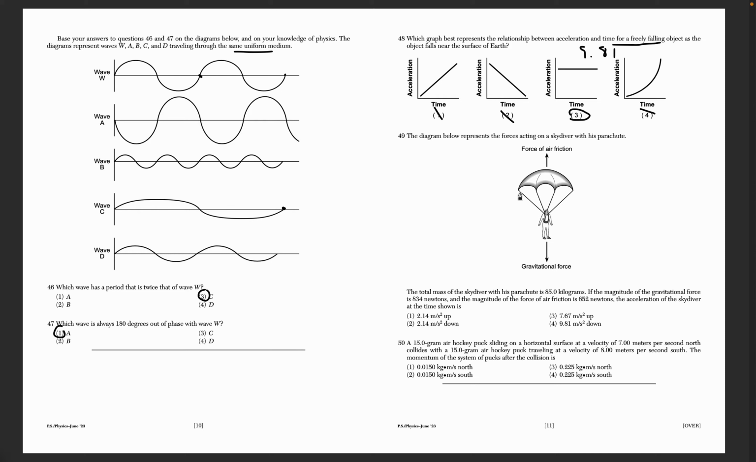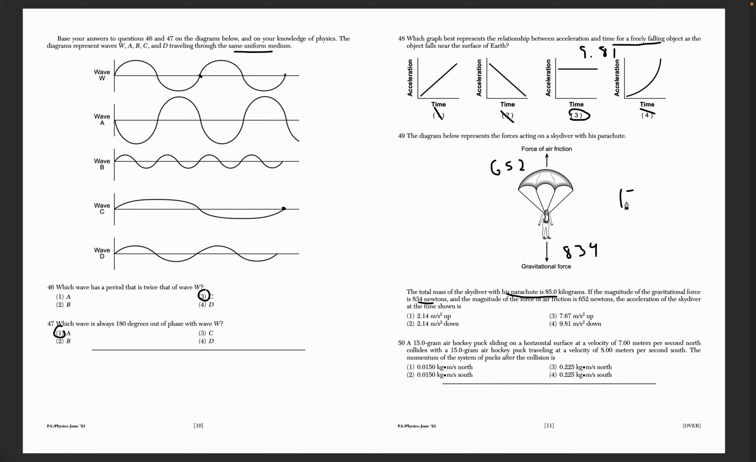The diagram represents the forces acting on a skydiver with his parachute: the force of air friction and the gravitational force. The total mass of the skydiver with his parachute is 85 kilograms. The magnitude of the gravitational force is 834, the force bringing him down, and the magnitude of the force of air friction is 652. What is the acceleration?